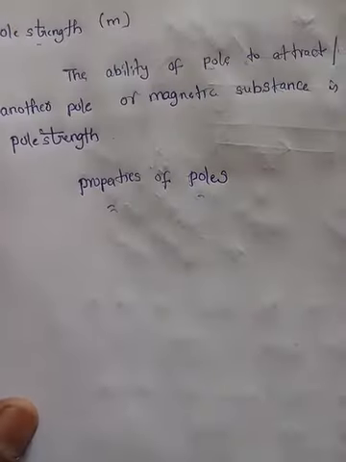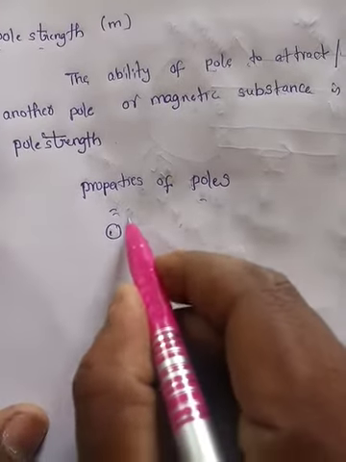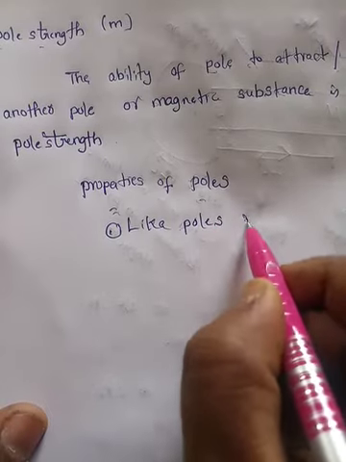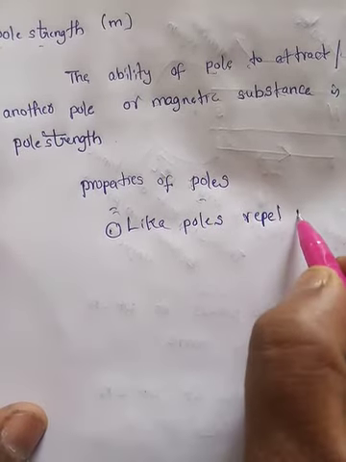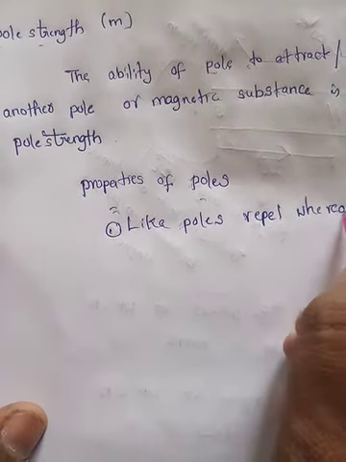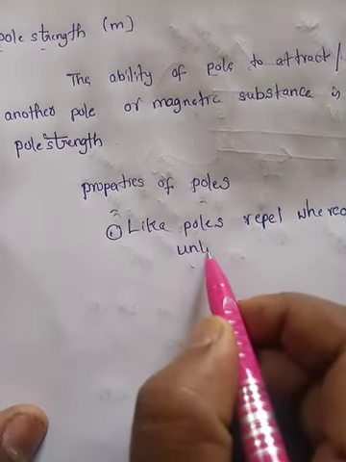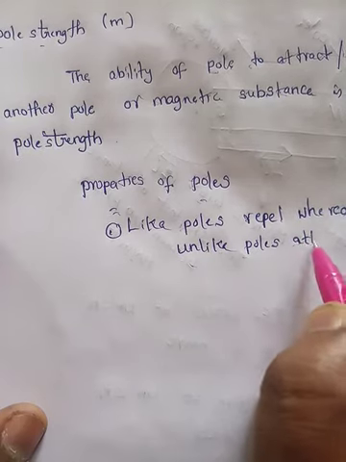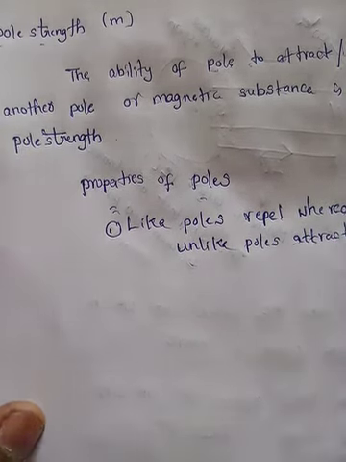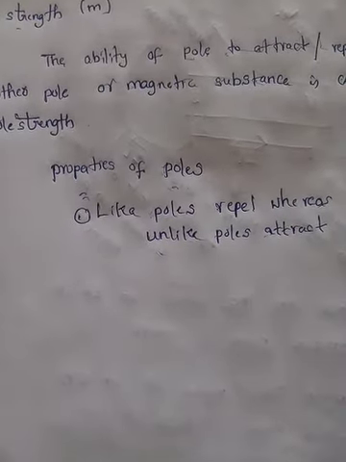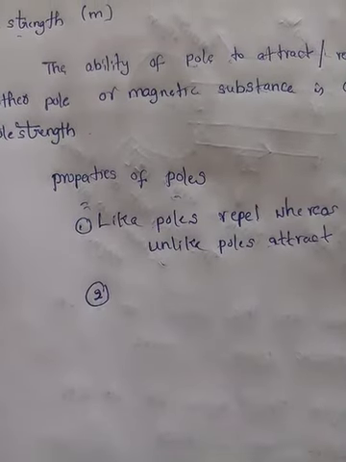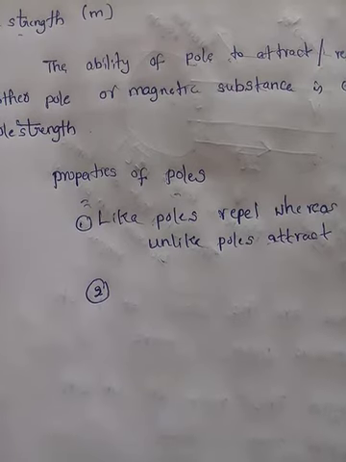What are the properties of poles? First one, as usual, what? Like poles repel, whereas unlike poles attract. Like poles repel, unlike poles attract. Next, the identical properties: both poles have the same pole strength but of opposite nature.